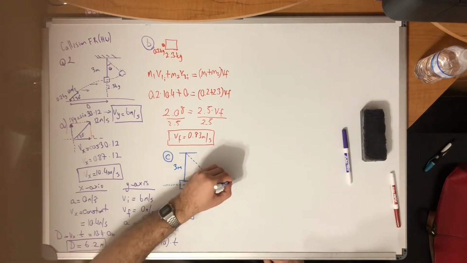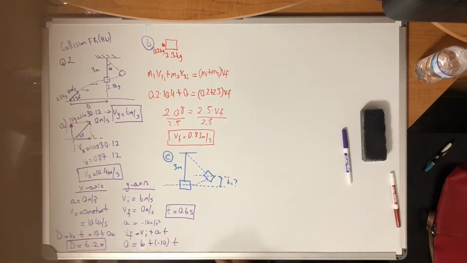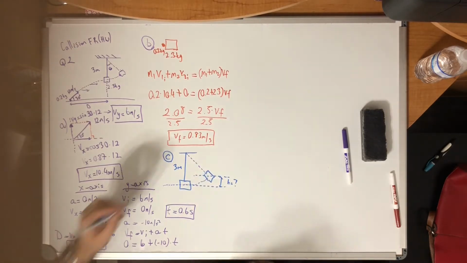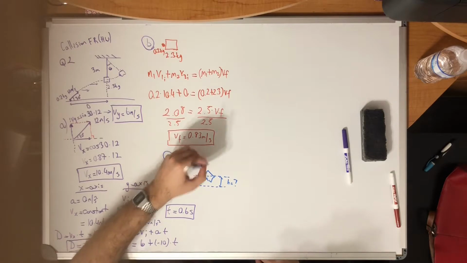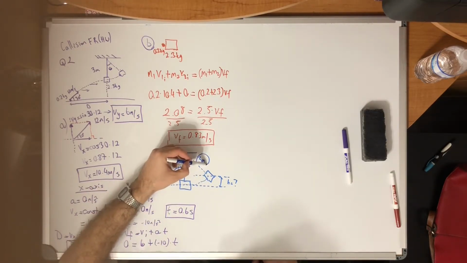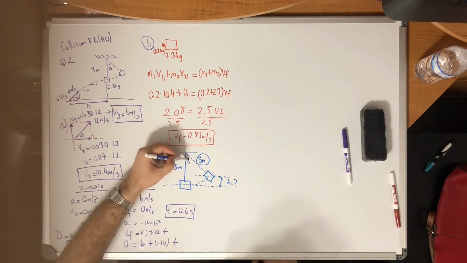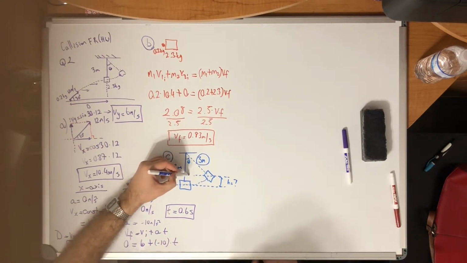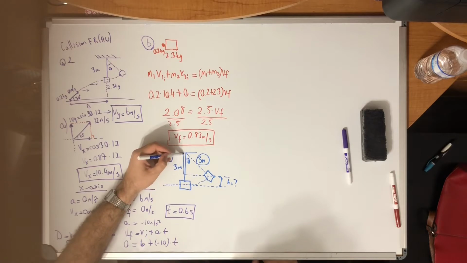So this height is going to be needed, because to be able to find this angle theta, I know that this is 3 meters because it's the same string. So I know that this length, so to be able to find this theta, I am going to need this length.